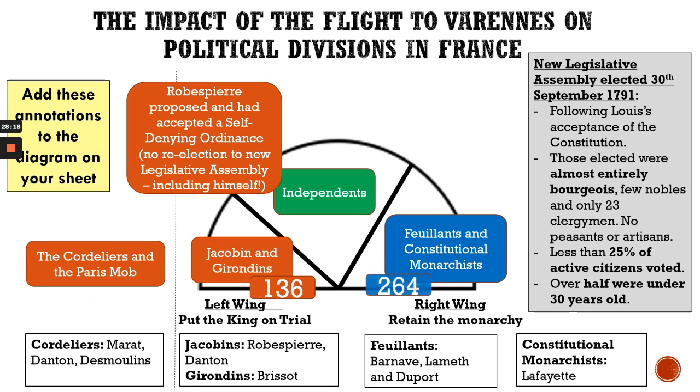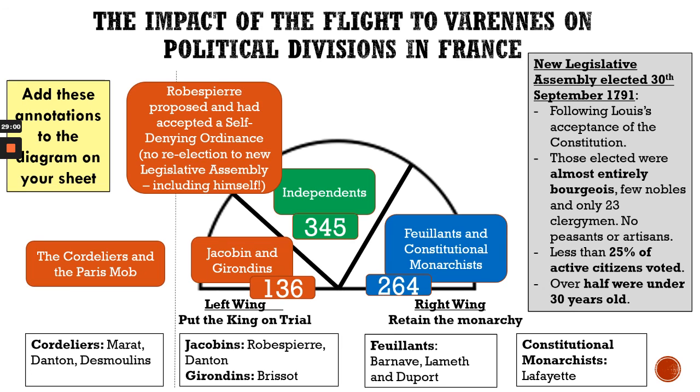So just looking at this thing about influence, again, you can add this to your sheet. We could say, if we wanted to put numbers on it, when the new legislative assembly is elected, most of those elected would have been in what we would call non-aligned or independent. After that, the largest group of aligned politicians would be Feuillants and constitutional monarchists that have joined together to be the more moderate side of the assembly. And in the minority are the Jacobins. Okay, and because of the self-denying ordinance, Robespierre is not amongst them himself.